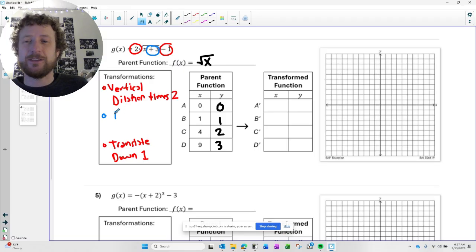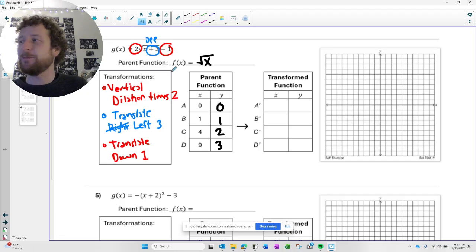In this case, it is translation. It will translate right 3. It's plus 3, so it goes right 3. But actually, things that are inside the function, things that transform x, are always opposite. So it's strange, but it'll actually translate this left 3. So those are my transformations, okay? A vertical dilation times 2, a translation left 3, and a translation down 1.